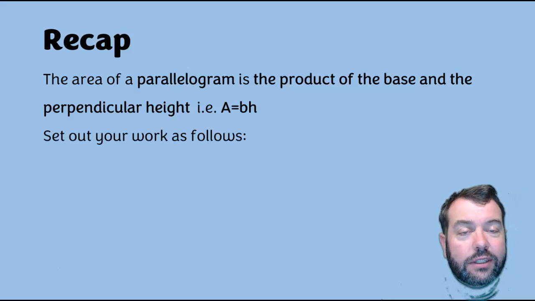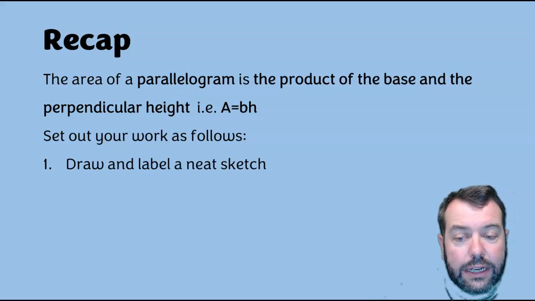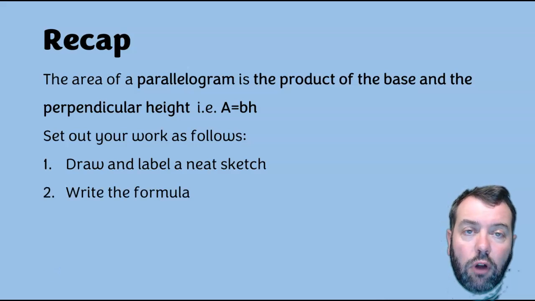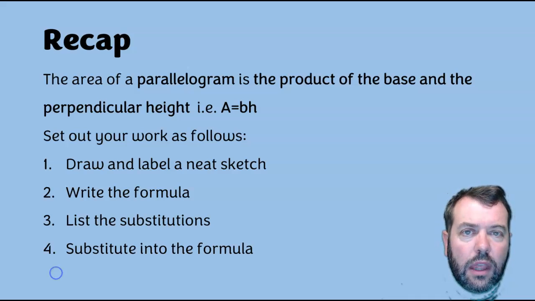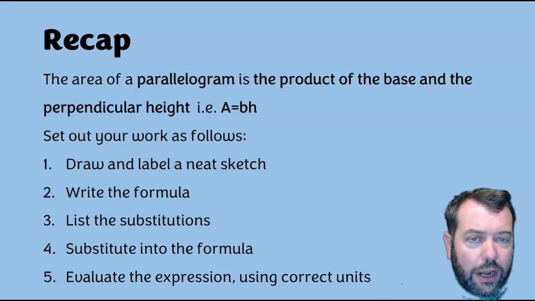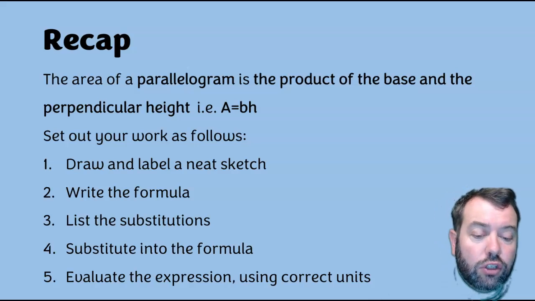To calculate the area, we're going to set out our work using these 5 steps. Draw a neat, labelled sketch. Write the formula. List the substitutions. Combine the formula with the substitutions. That is, substitute into the formula. Write an expression for the area. And finally, evaluate that expression using the correct units.